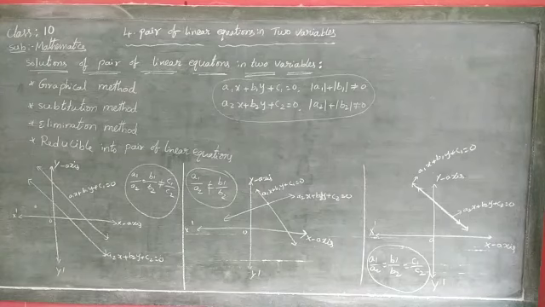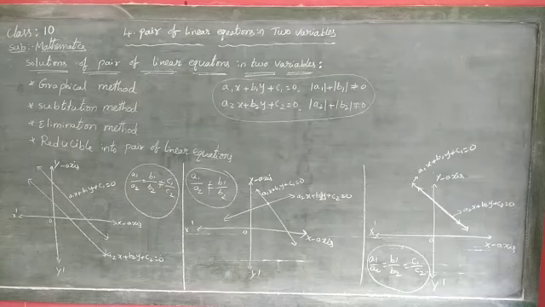Here these two lines are representing parallel lines. This situation will occur whenever a1 by a2 is equal to b1 by b2 is not equal to c1 by c2, then these two lines are representing parallel lines. In this case, there is no solution. There is no solution means the solution does not exist for the given system of linear equations.